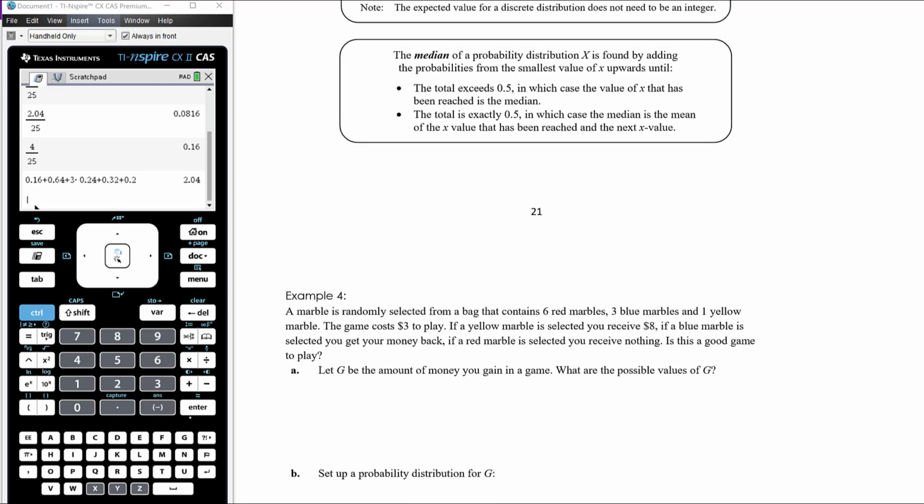The median of a probability distribution is found by adding the probabilities from the smallest value of x upwards until the total exceeds 0.5, in which case the value of x that has been reached is the median. Or the total is exactly 0.5, in which case the median is the mean of the x values that have been reached.